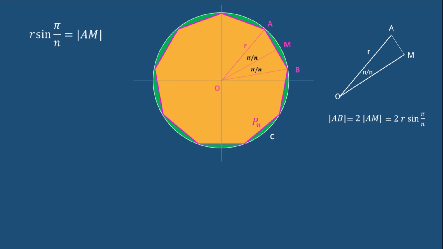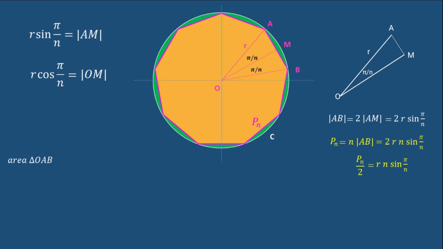Now we have got the length of one side of the polygon. If there are n sides, then the total length of the polygon will be n times AB. We write it by rearranging it. So in this way, we get the perimeter of this polygon. Let us now find the area of this polygon. Before that, in this triangle OAM, we will use the formula of cosine, and from here we will get the OM length.